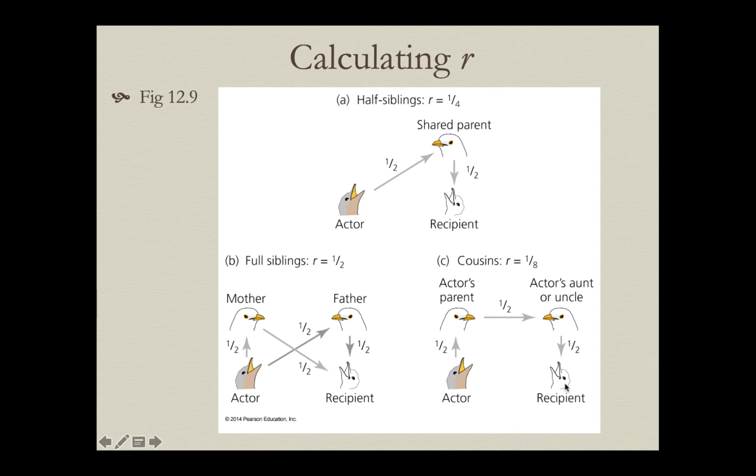And here's just showing you the route to cousins. So here you're related to mom or dad by a half, and then mom and dad are related to their brothers or sisters by half, which are your aunts or uncles, and then their offspring are related to them by half. So it's a half times a half, which is a quarter, times a half, which is an eighth.